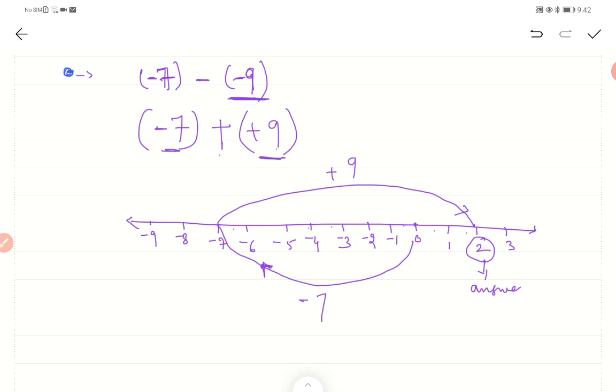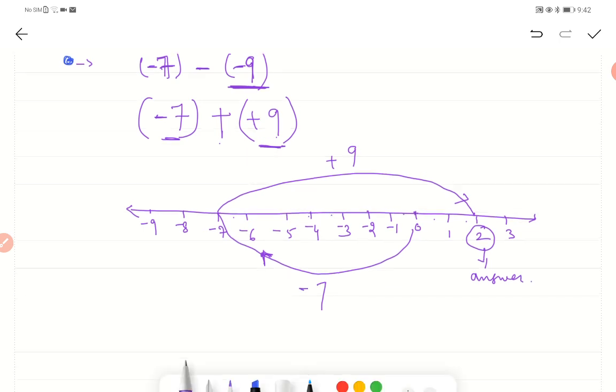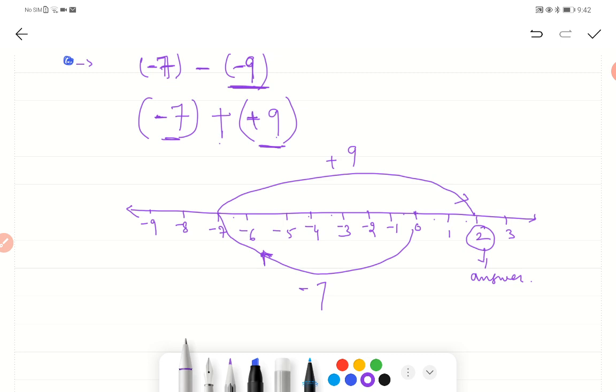Is my answer correct? With minus and plus, that means you will do 9 minus 7, that is how much? 2, right? And what is the sign? Since 9 is the bigger number between 9 and 7, the sign of this number is what? Positive. So my output will be positive. So I got the positive output from the number line also.